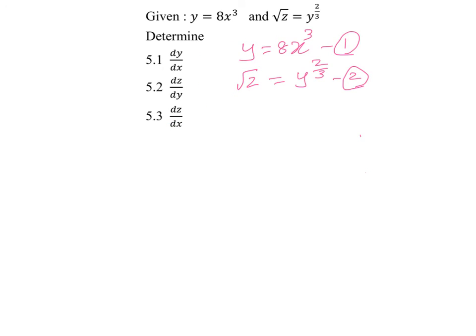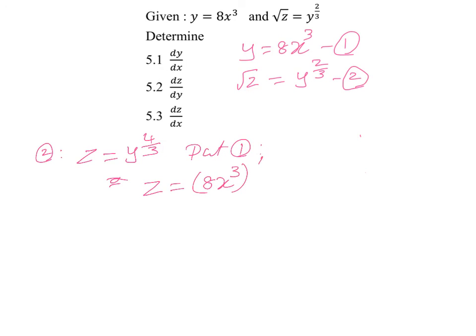So what I'll do now here is, you can look at equation number 2 and equation number 1. I'll replace in equation number 2. So I have from 2 here, that means z is equal to y to the power of 4 over 3. That's what we got when we simplified number 2. So I put equation number 1 here. That means z is equal to, I replace y with 8x cube to the power of 4 over 3. That's how I write here. That means now 8 to the power of 4 over 3 times x to the power of 3 times 4 over 3. This is my z in terms of x. So z is my subject of the formula in terms of x.